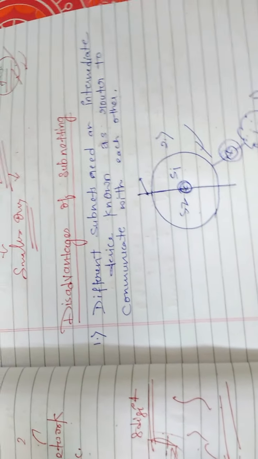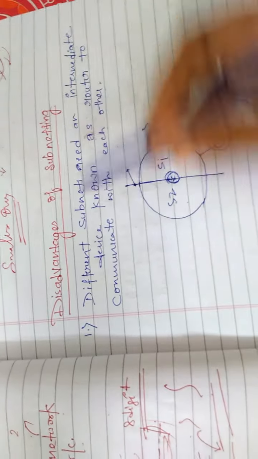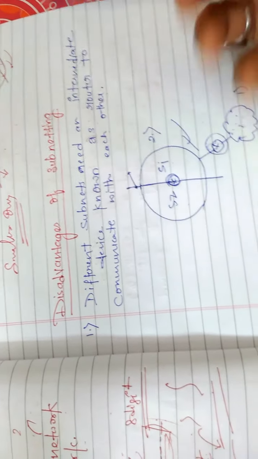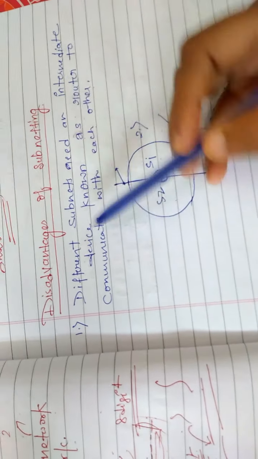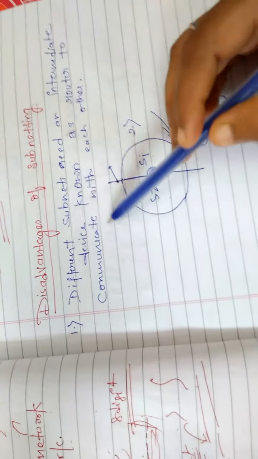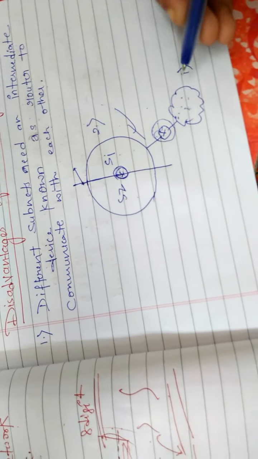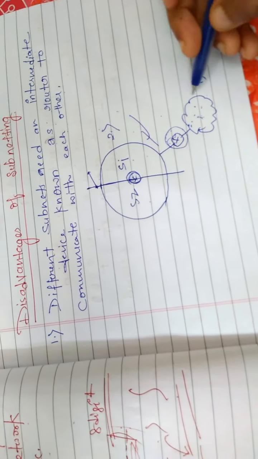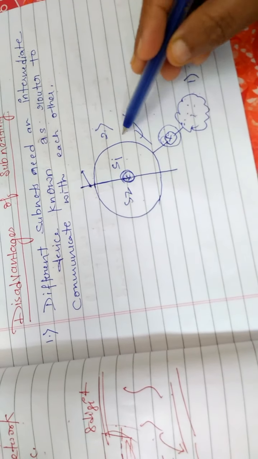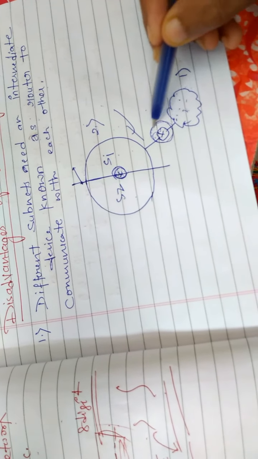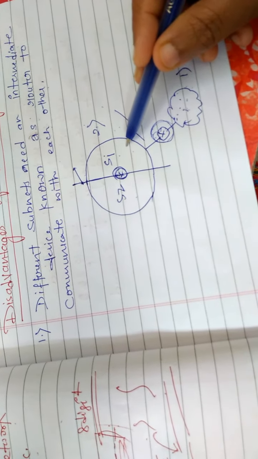So in this video we are going to study the disadvantages of subnetting. The first one is that different subnets need an intermediate device known as a router to communicate with each other. Like suppose we have two networks, the first one and the second one. If we want to send any packet from one network to another network, then this router will guide it towards that network.